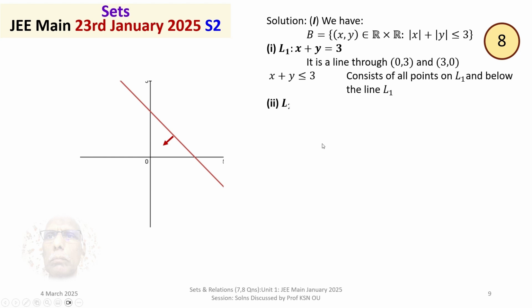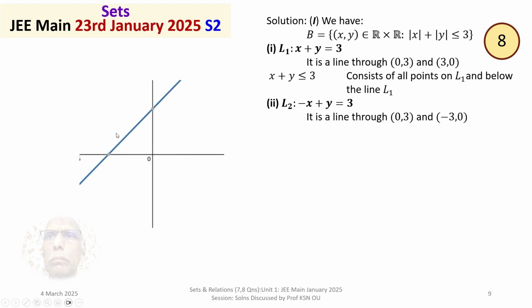Right. Go to x positive, x negative, y positive. Then L2 will be minus x plus y is equal to 3. What is it? It is a line through 0, 3 and minus 3, 0. Right. So this is the line. And we have to consider the inequality.